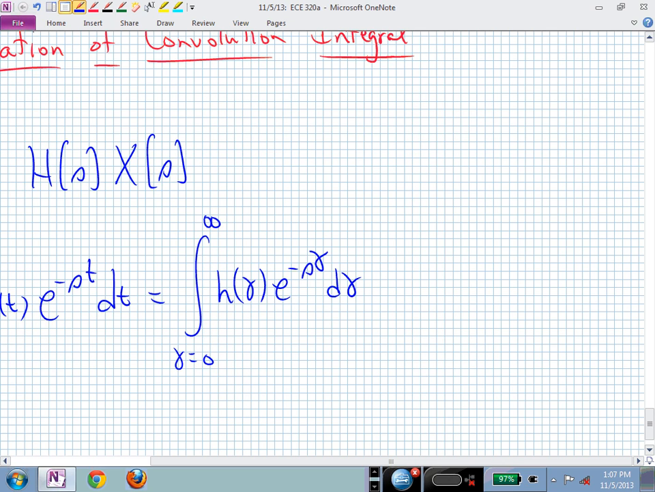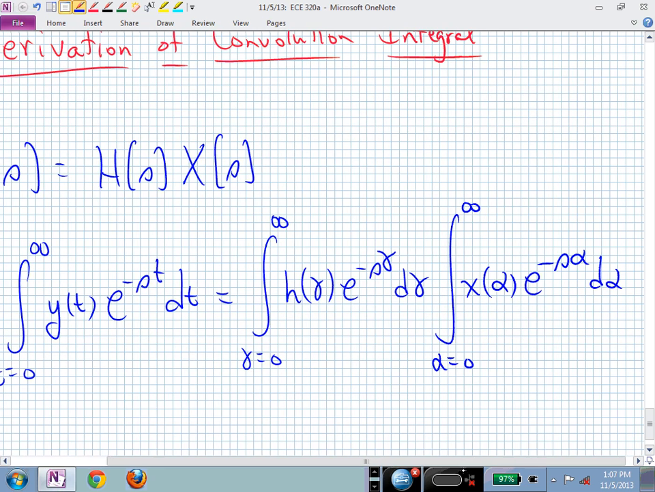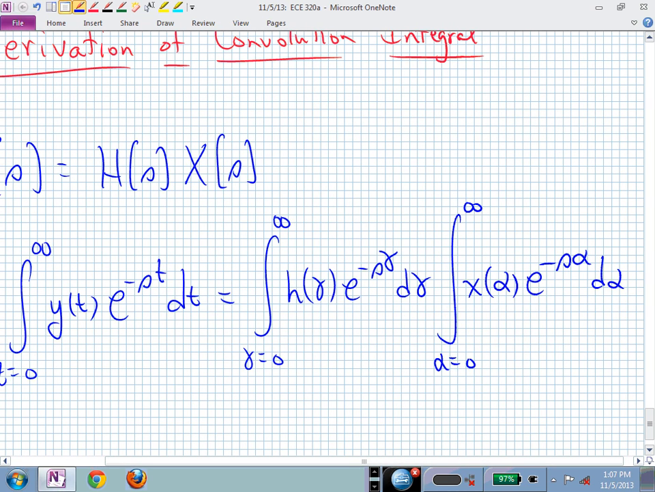All right, so now what's capital X of s? Capital X of s is this integral from alpha equals 0 to infinity of x of alpha e to the minus s alpha d alpha. So there's my really wide expression for this set of equations. But now let me manipulate the right-hand side.